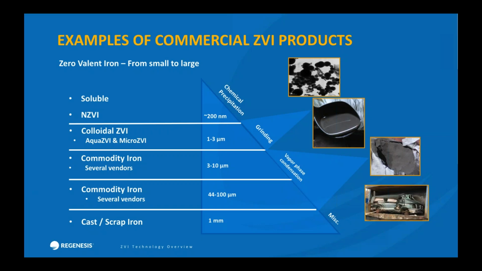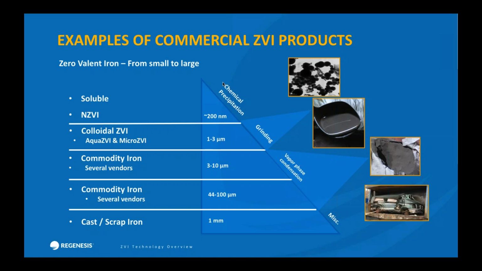If you look up here, there's a TEM picture showing the NZVI particles. You can see they're aggregated. There are small primary particles, but actually it's kind of a cluster of larger particles. You get a little bit larger, we're talking about the colloidal products, which are what Regenesis sells, which are Aqua ZVI and Micro ZVI. These have discrete 1 to 3 micron particles on average.